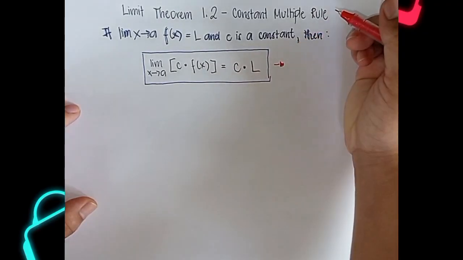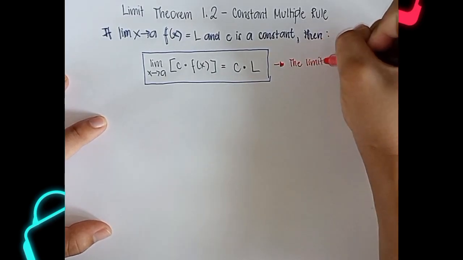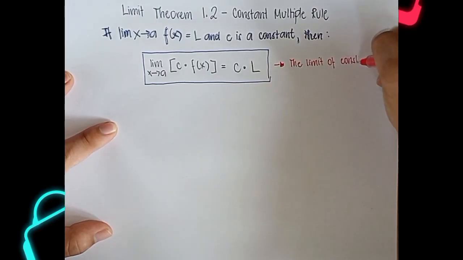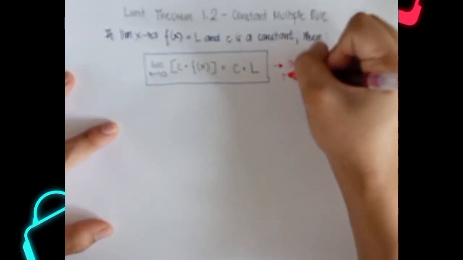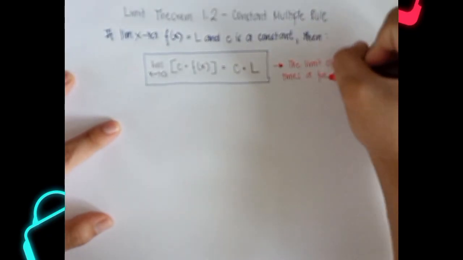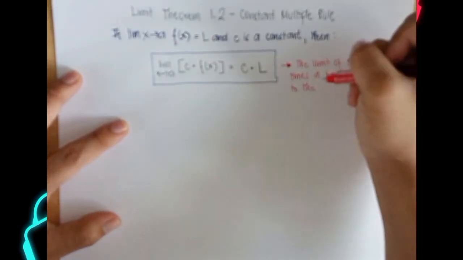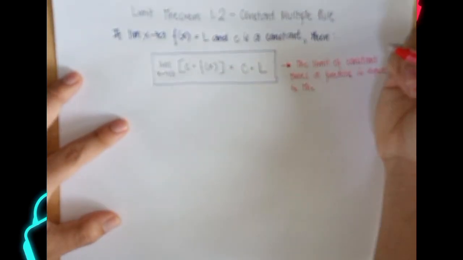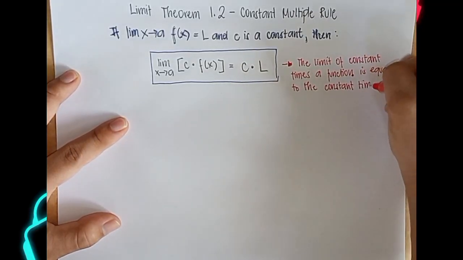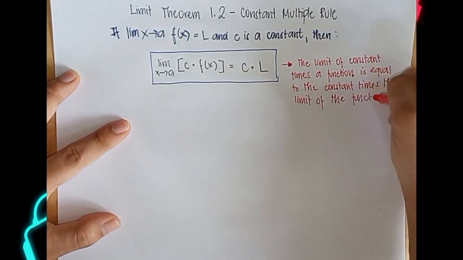It says that if the limit of f of x as x approaches a is equal to L, and c is a constant, then the limit of c multiplied by f of x as x approaches a is equal to c multiplied by L. So this means that the limit of a constant times a function is equal to the constant times the limit of the function, where c is a real constant, f of x is a function with a limit as x approaches a, and a is any real number.